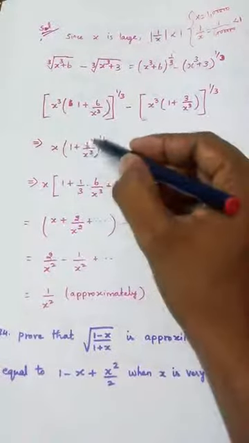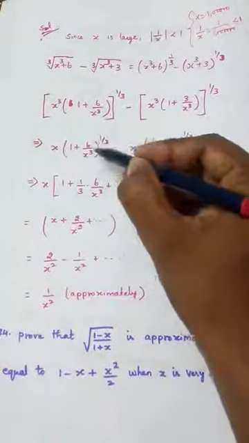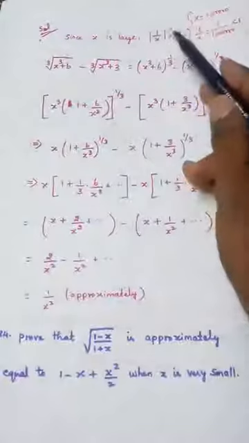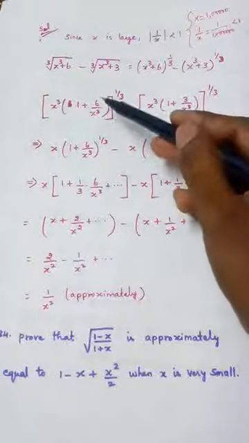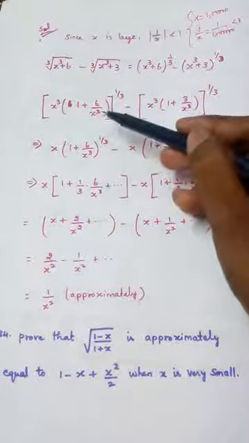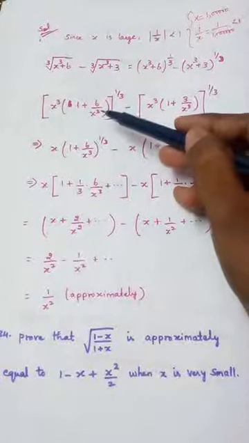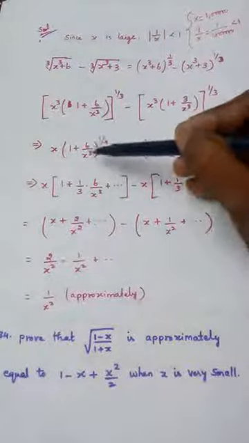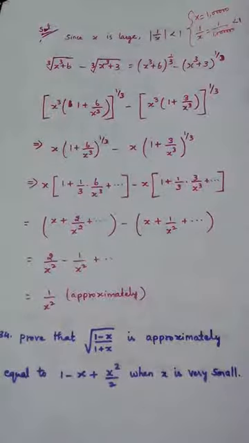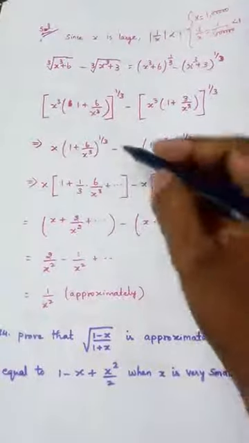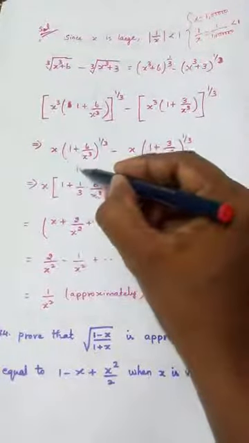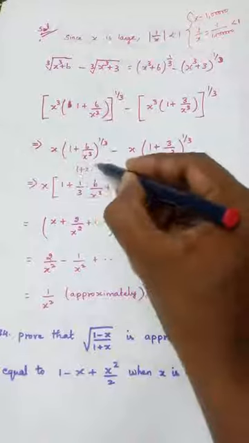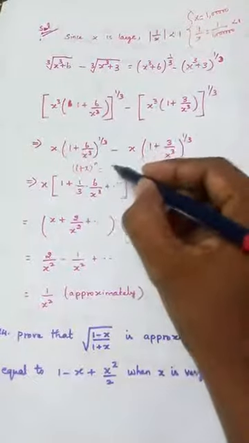For applying this, this should be lesser than 1, right? Definitely, since 1 by x is lesser than 1, 6 by x cube will also be definitely lesser than 1, right? 1 by x itself is lesser than 1. Definitely 1 by x cube is going to be lesser than 1 only. Keep that in your mind. So I can apply the formula. Which formula? 1 plus x whole power n formula.